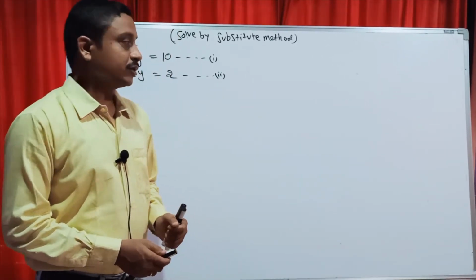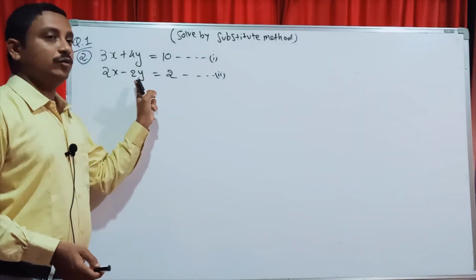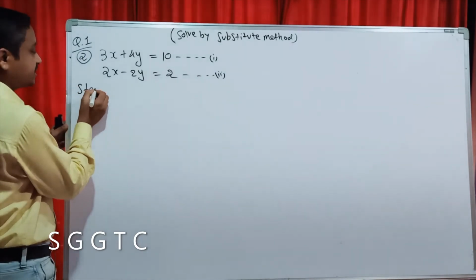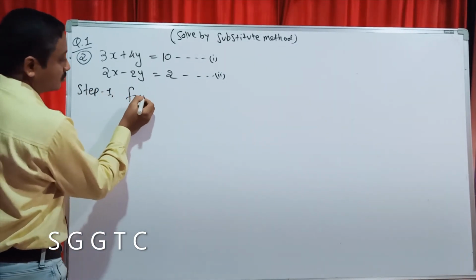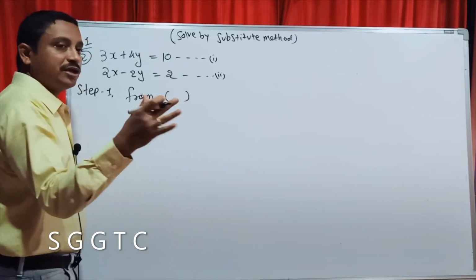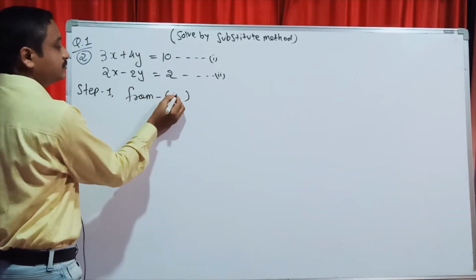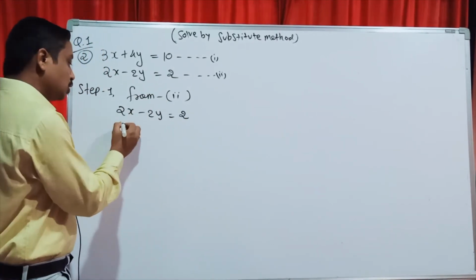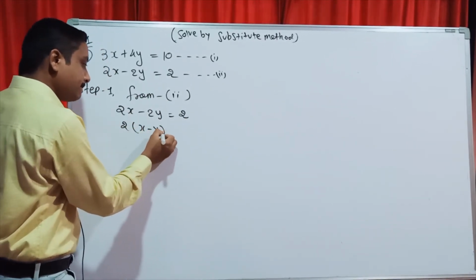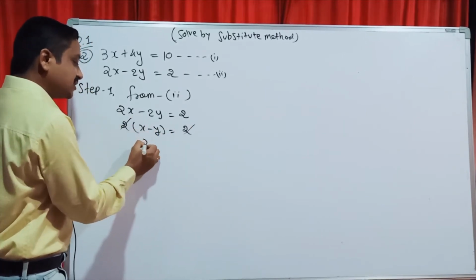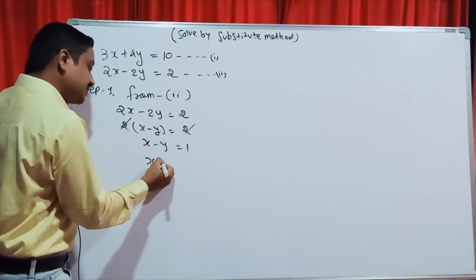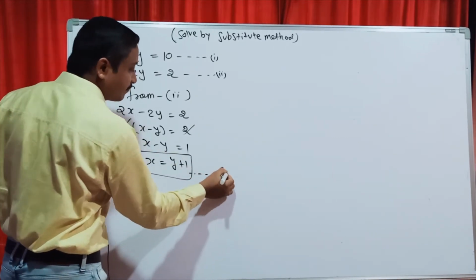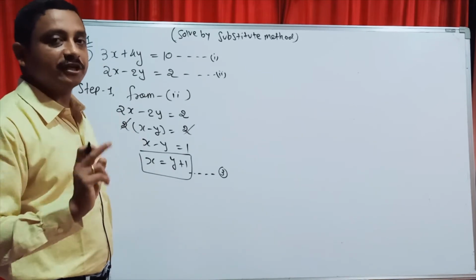Continue, students, question number 2: 3x plus 4y equals 10 and x minus y equals 1, by the substitution method. So I start with step 1: from any one equation you utilize, students. I utilize here the second one: 2x minus 2y is equal to 2. Taking 2 common, you get a 2 cancellation. Here only 1. Next, separate them: x is y plus 1. This is your equation number 3. That's your third equation done.